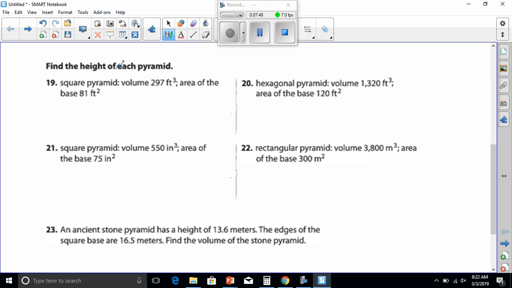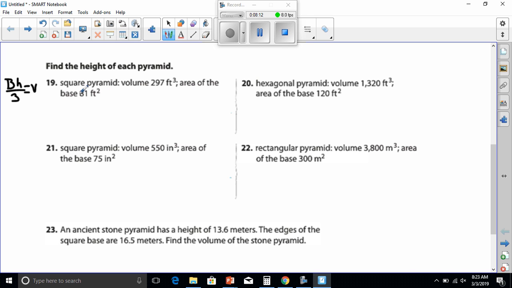This time it tries to get tricky. It wants us to get the height this time. So it gives us the volume. We're going to follow the same formula. Okay, and the formula was that we have base, big base, right, times height, and we're going to divide it by 3. And that's going to give us the volume. So the volume is 297.